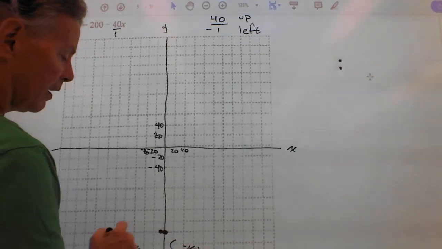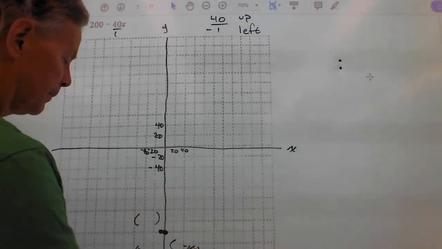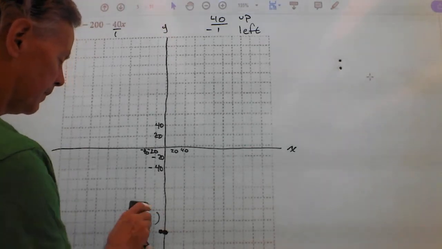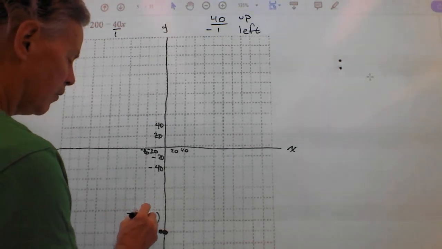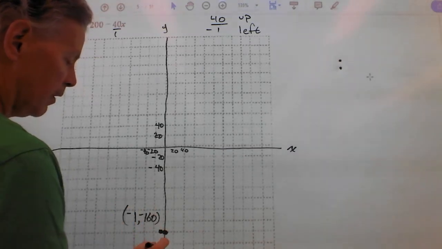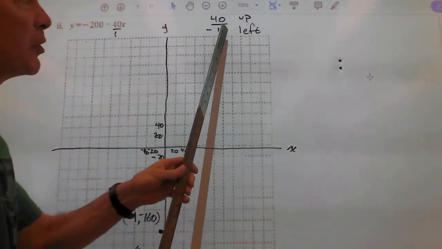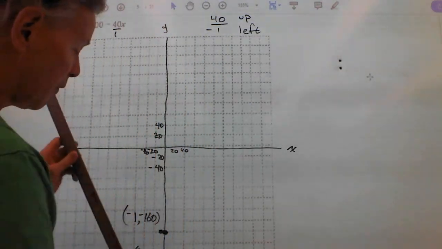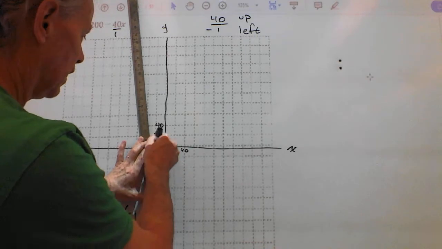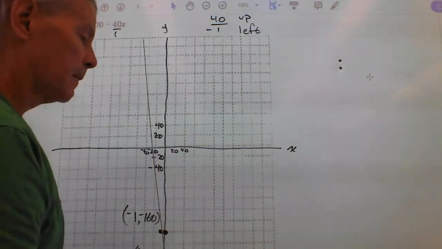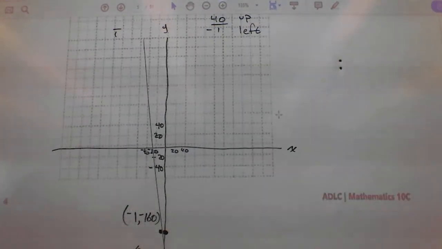And there's our second point, which will be at -1 and -160. Okay, so there's our second point, and that's going to give us an incredibly steep line, which shouldn't be a surprise, because look at the slope. The slope is 40. Okay, so that's going to give us a line that's going to look something like this. Continuing along.